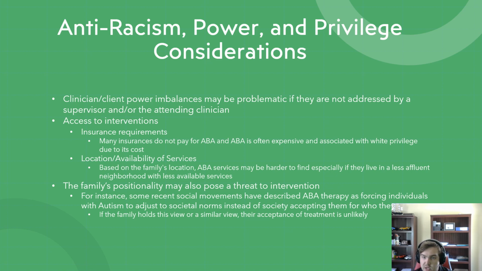Based on the family's location, ABA services may be harder to find, especially if they live in a less affluent neighborhood with less available services. Lastly, the family's positionality may also pose a threat to intervention. For instance, some recent social movements have described ABA therapy as forcing individuals with autism to adjust to our societal norms, that being the typical person, instead of society accepting them for who they are and the behaviors that they do have. If the family holds views that are similar to this view, their acceptance of treatment is unlikely.